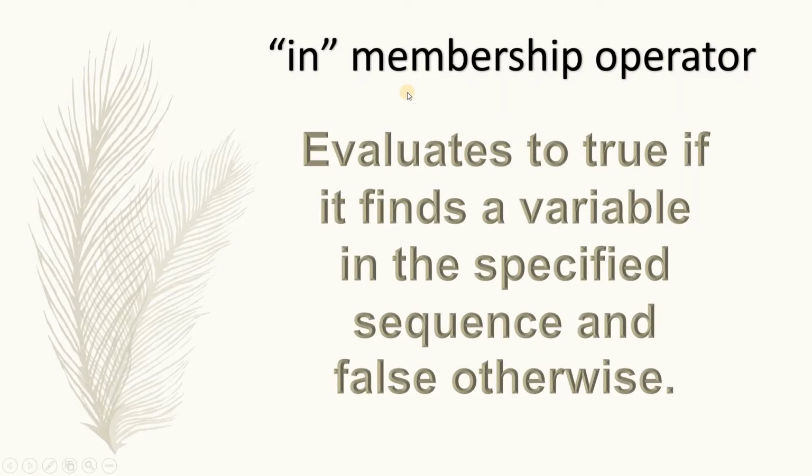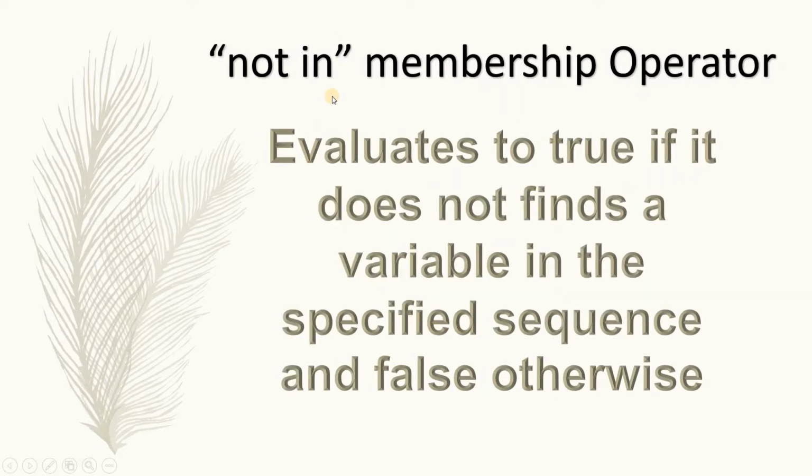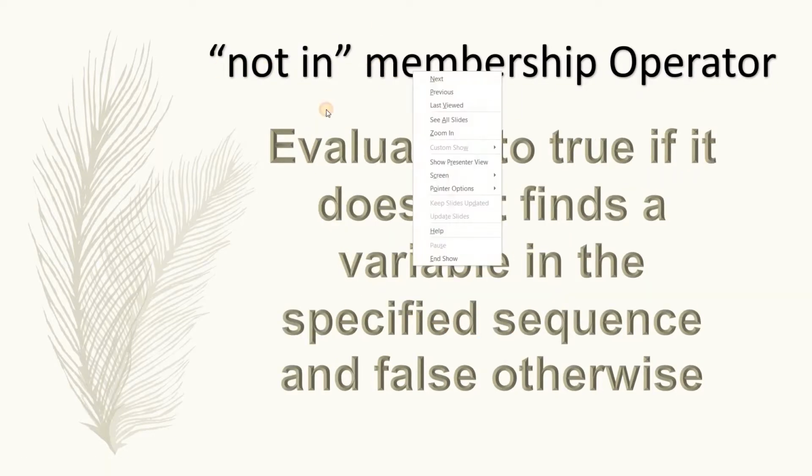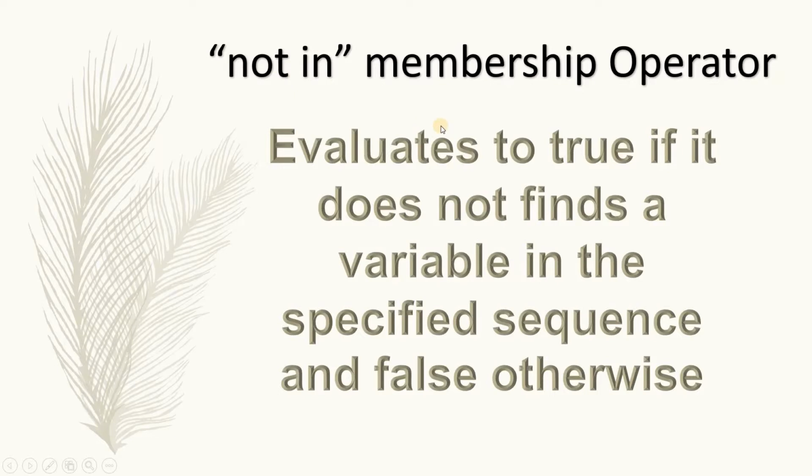So basically, in layman's language, it returns the boolean value true when a variable is there in a specified sequence. See, sequence is a really important word over here. And afterwards, not in is exactly the opposite thing. It evaluates to true if it does not find the variable, and remember, specified sequence is also very important, as I told you all, and false otherwise. Enough of this, now let us jump to the coding part.